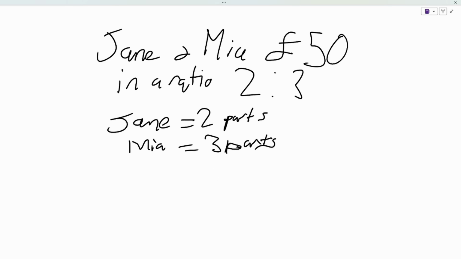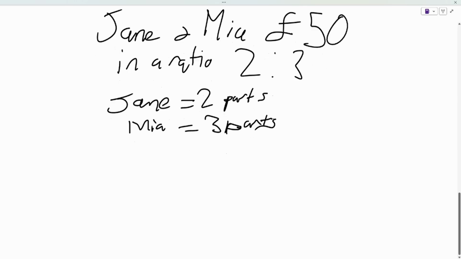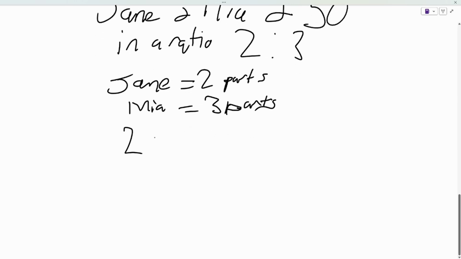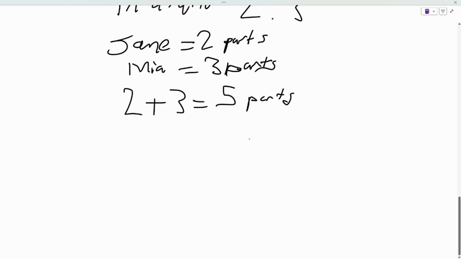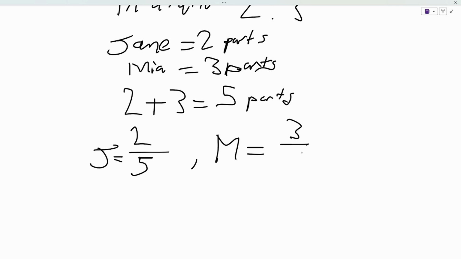Okay, so we know how many parts they get each. Jane gets 2 and Mia gets 3 parts. So that means there are 5 parts total, right? Because 2 plus 3 equals 5. So there's 5 parts. And again, let's rewrite this as a fraction. So J equals 2 out of 5, right? Because there's 5 parts total, so that's our denominator. And Jane gets 2 of them. Mia gets 3 out of 5, as there's 5 parts total, and she gets 3 of them.